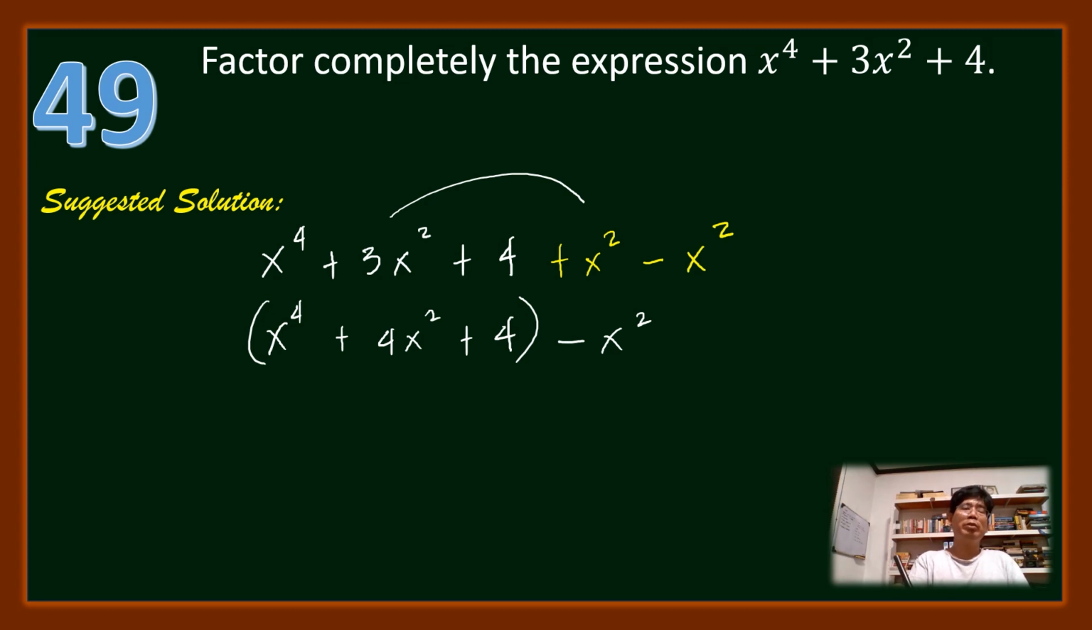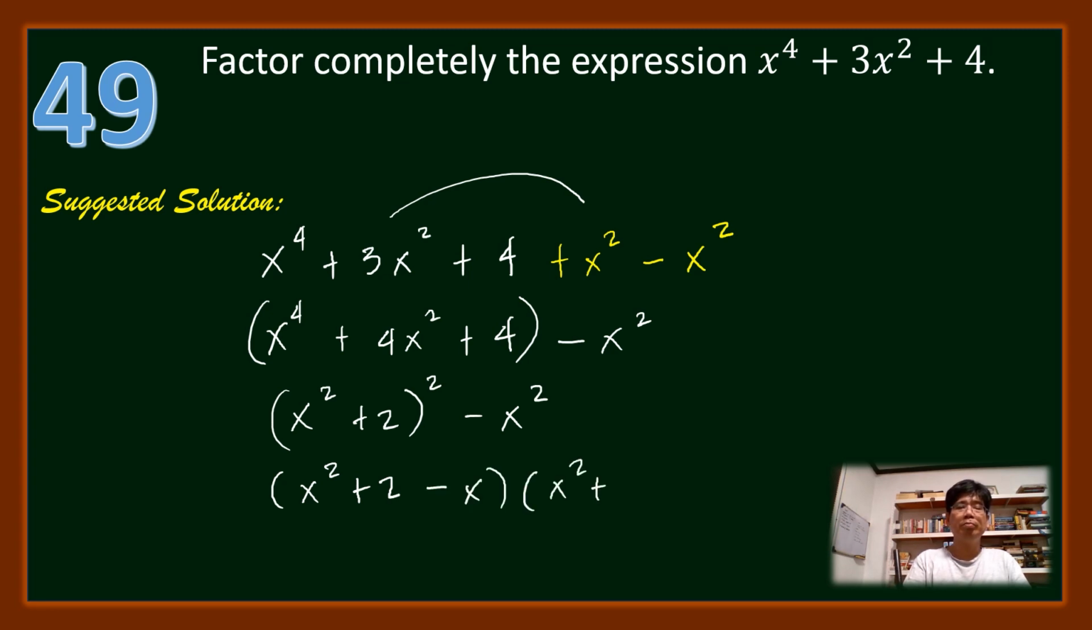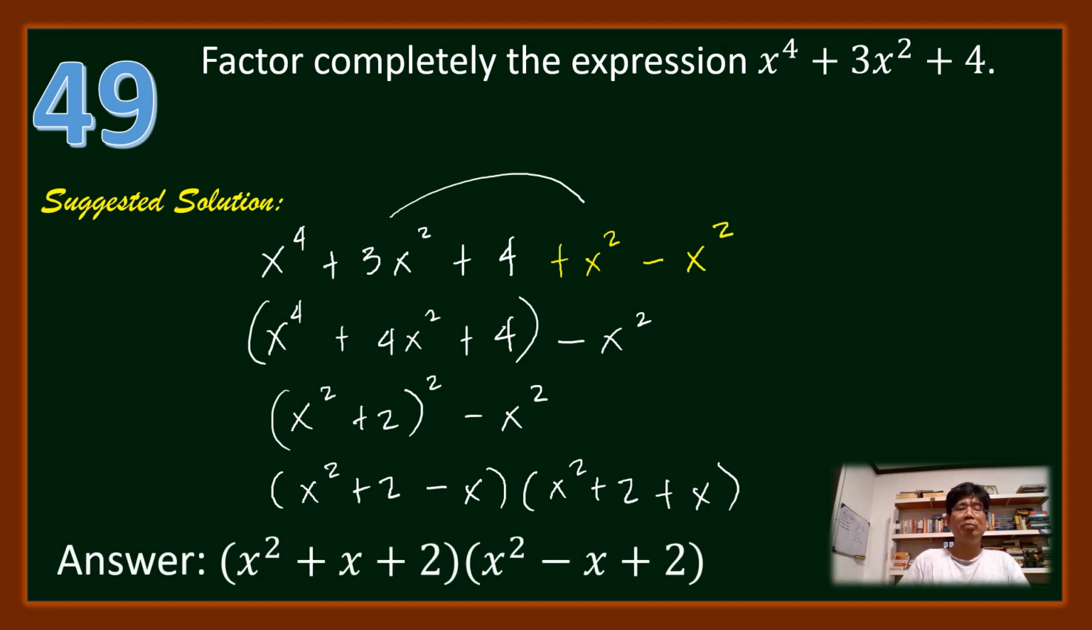Factoring this perfect square trinomial, we have x squared plus 2 squared minus x squared. Notice that we formed another special product, that is the difference of two squares. Then we factor this as x squared plus 2 minus the square root of the second term times x squared plus 2 plus the square root of the second term, that is x. Rewriting these two factors, we have x squared plus x plus 2 times x squared minus x plus 2.